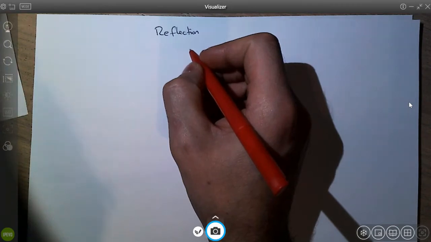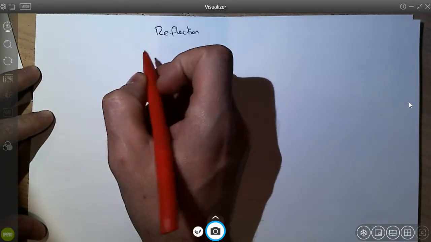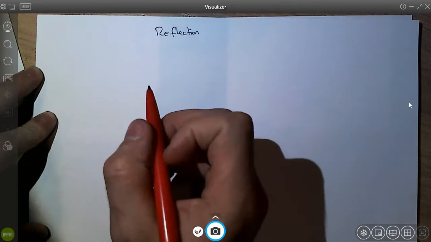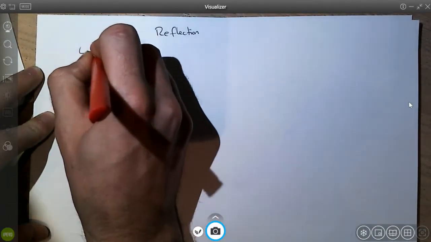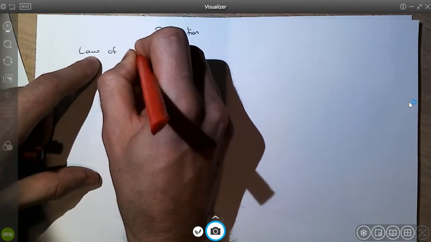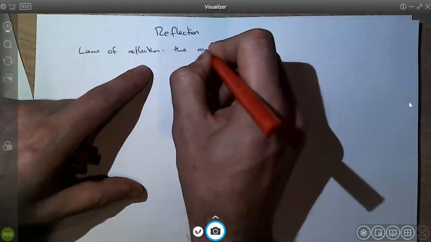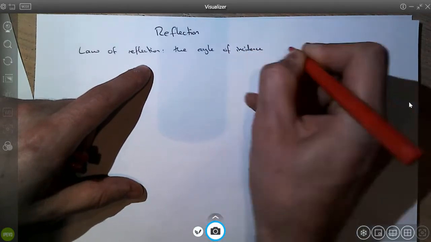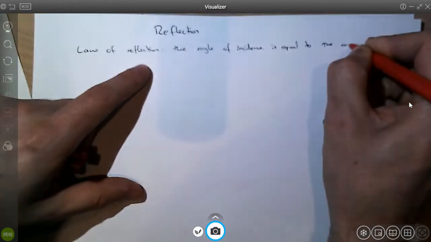Here we're going to look at GCSE reflection. So everyone knows what the basic idea of reflection is because we all look in mirrors. Of course, for GCSE we need to be really careful to use the formal definition. We need to know the definition of the law of reflection, which is that the angle of incidence, so the angle the light ray comes in at, is equal to the angle of reflection.